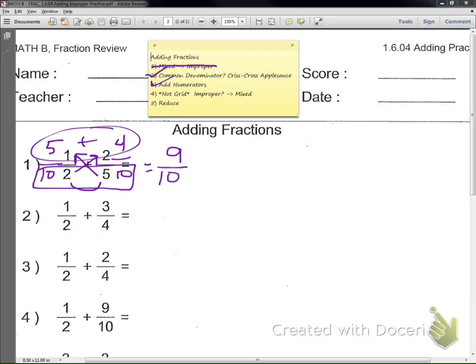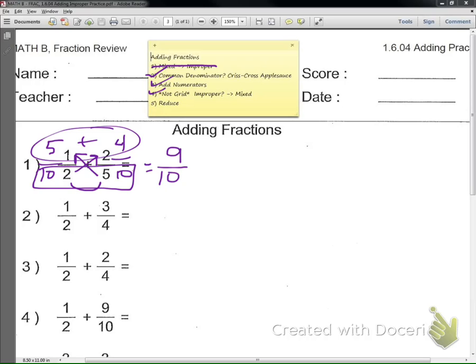Then we're asked, if it's not a grid question, we don't have any grids on this worksheet, so we're going to assume that none of these are grid questions. Is the fraction that I just added or created improper? 9/10, is that improper? No, it's proper. So therefore we do not need to change it to a mixed number. So we're done with that step.